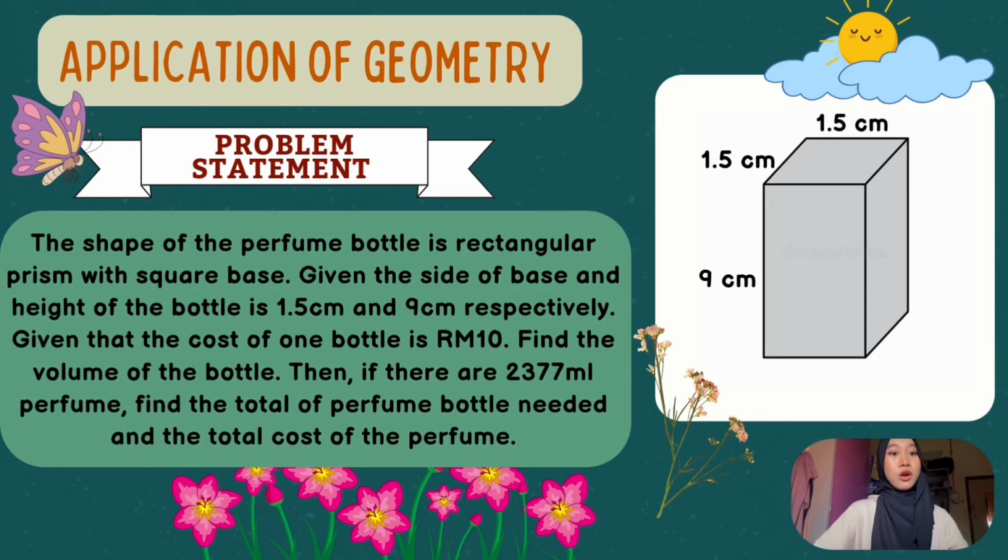Here is an example of problem solving for a perfume bottle. The shape of the perfume bottle is a rectangular prism with a square base. Given the size of the base and the height of the bottle are 1.5 cm and 9 cm respectively, and that the cost of one bottle is 10 ringgit, find the volume of the bottle. Then, if there are 2,377 milliliters of perfume, find the total perfume bottles needed and the total cost of the perfume.